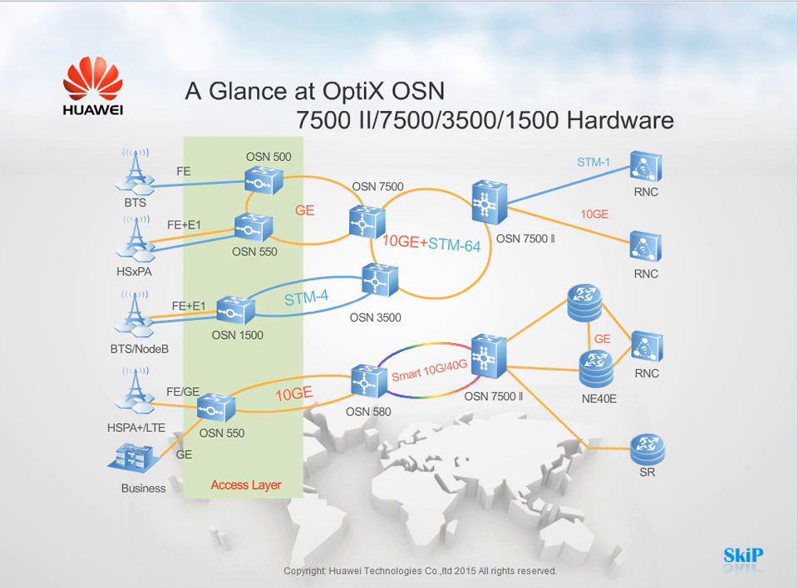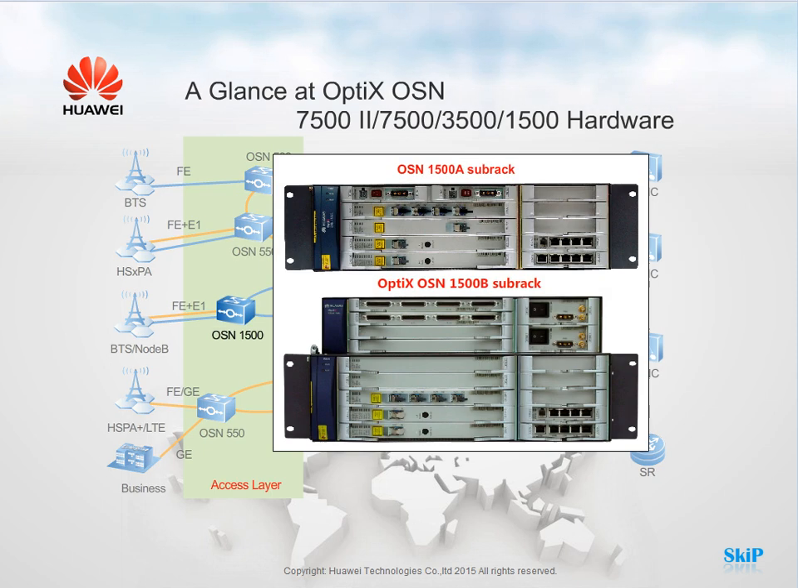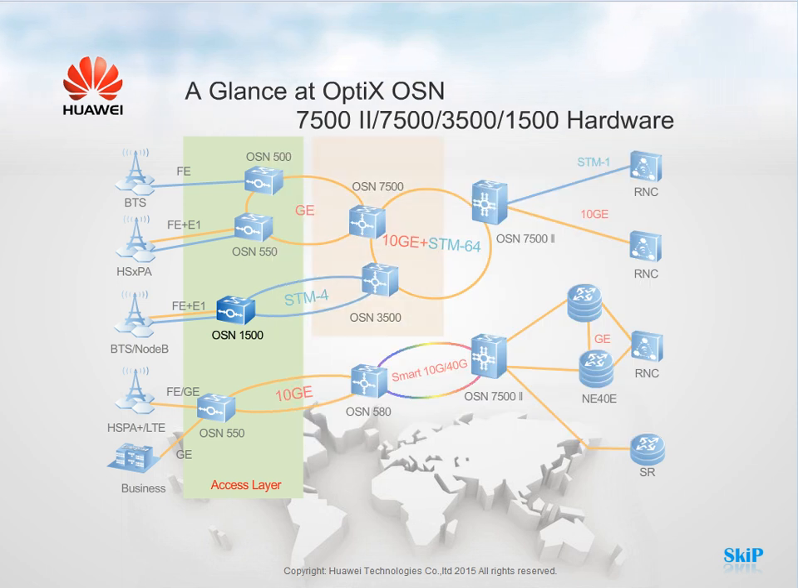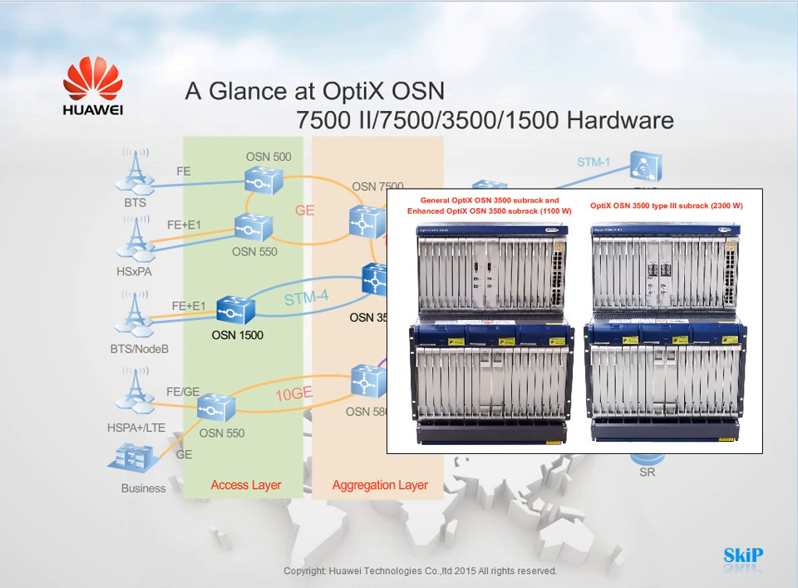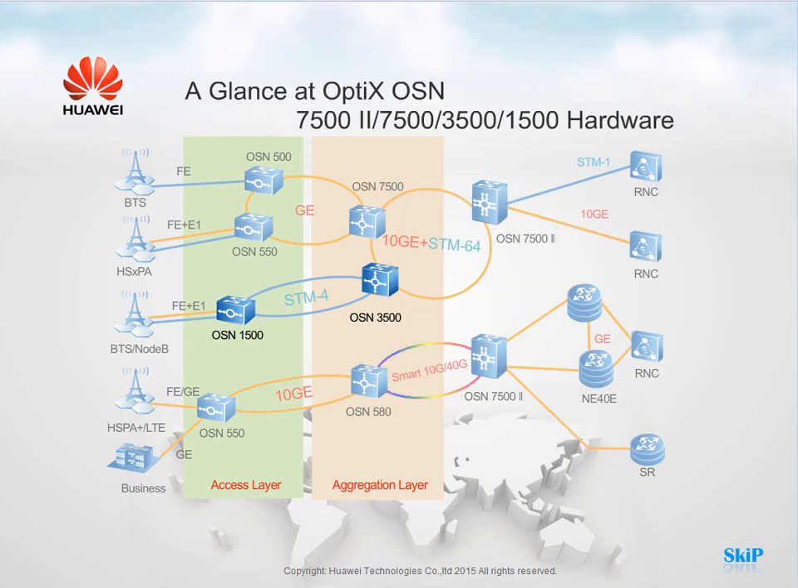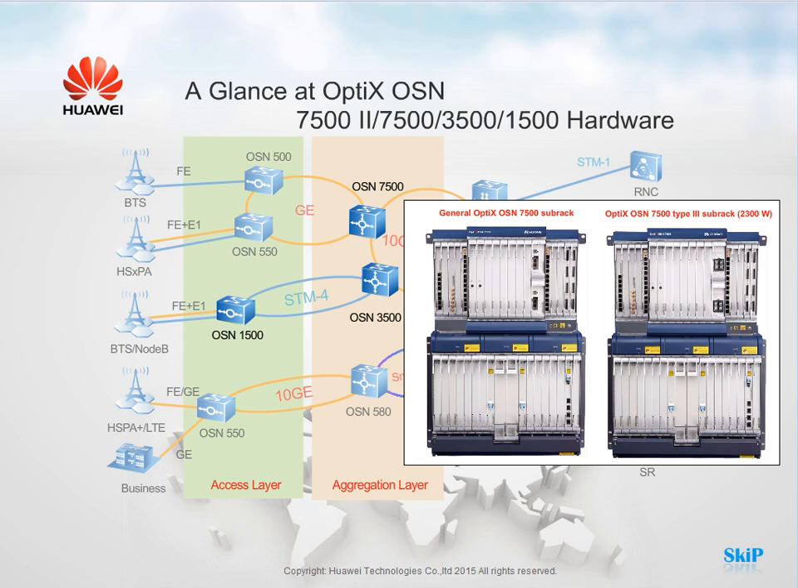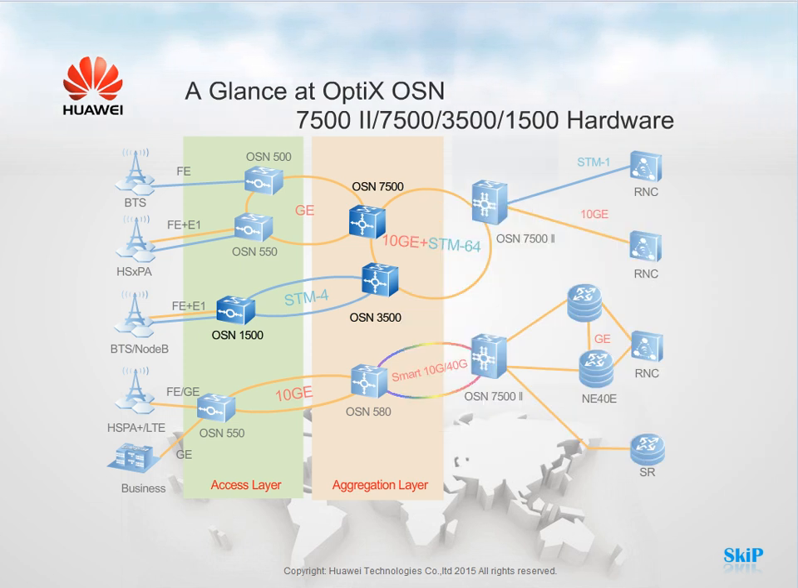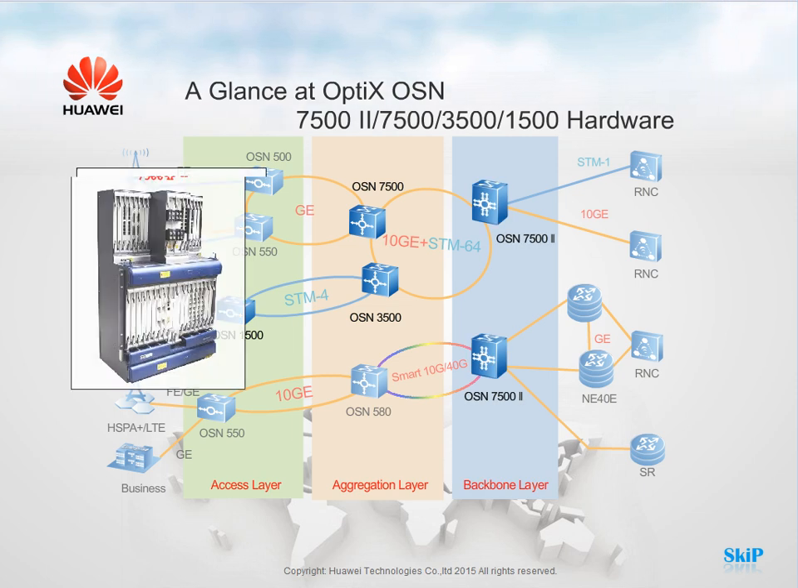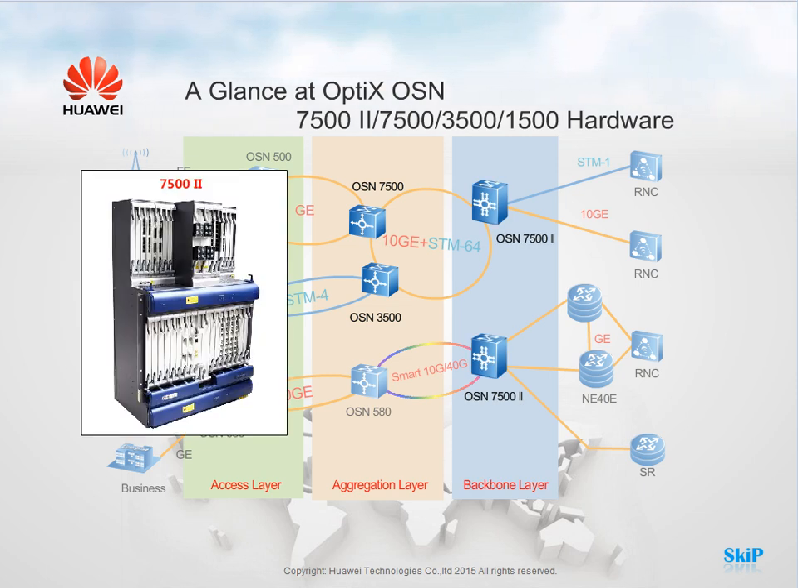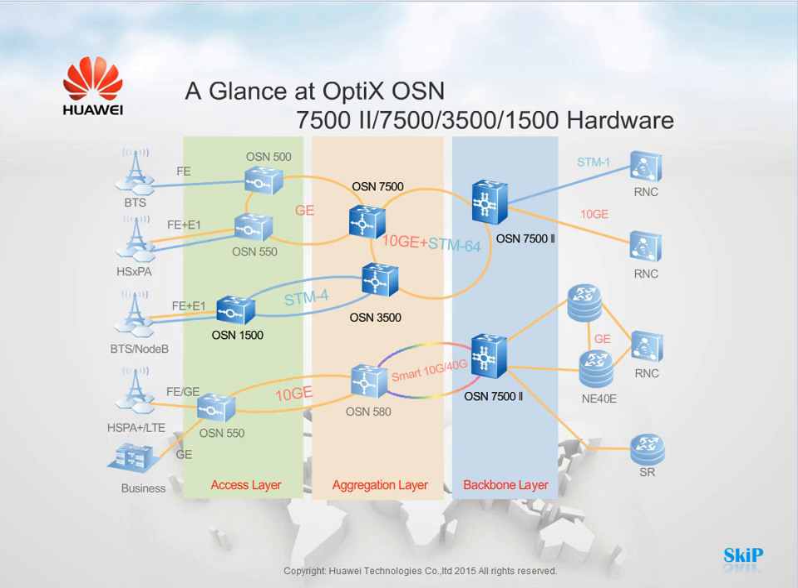OptiX OSN equipment, including OptiX OSN 7500 II, 7500, 3500, and 1500, belongs to the hybrid MSTP series products, which have a unified switching architecture and can function as packet or TDM devices. Through collaboration, OptiX OSN equipment is used end-to-end from the access layer to the backbone layer of a MAN.